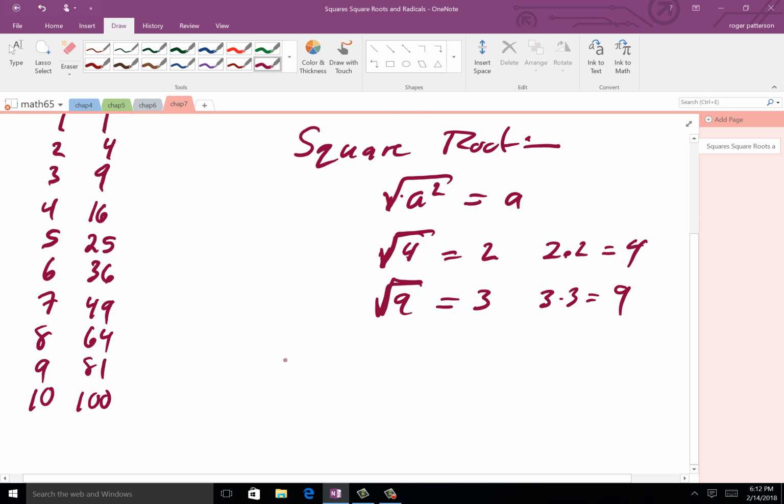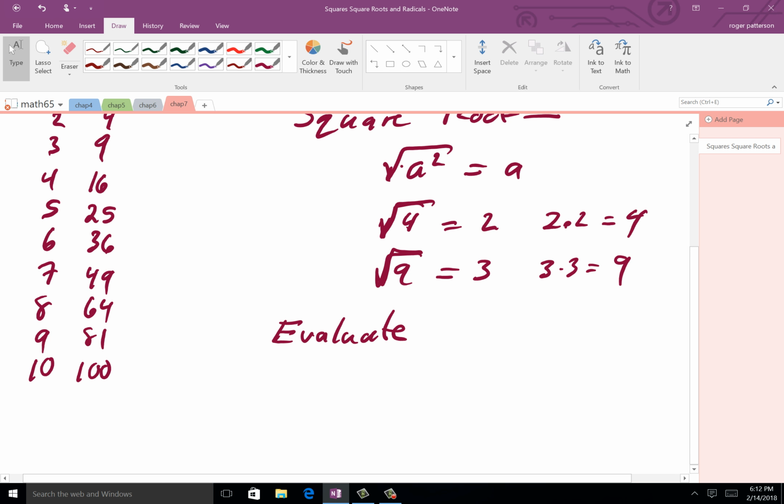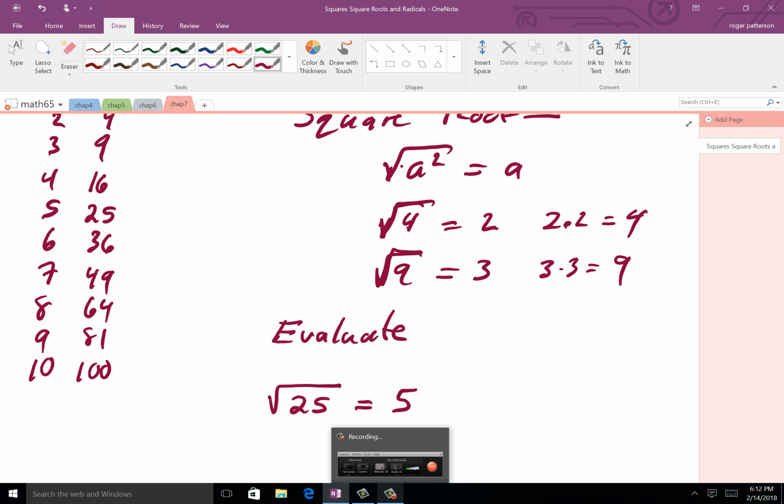And there are actually 2 types of square roots. What they're going to ask you to do is just some evaluating, which means you can use a calculator if you want to, but these are pretty straightforward. So like the square root of 25, I could just come down to my list and see that it's 5, or I would just know it's 5, because most of you probably do. Or you can use your calculator, enter the square root of 25 and see what it says.